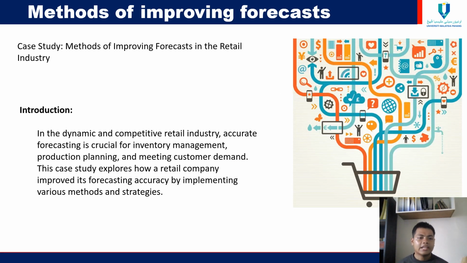And we go to the next case study about the methods of improving forecasts in the retail industry. For the introduction: in the dynamic and competitive retail industry, accurate forecasting is crucial for inventory management, production planning, and meeting customer demand. This case study explores how a retail company improves its forecasting accuracy by implementing various methods and strategies.